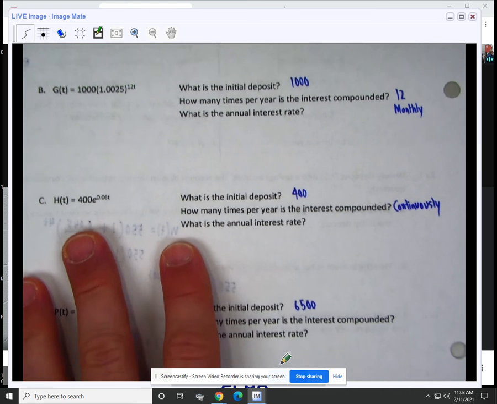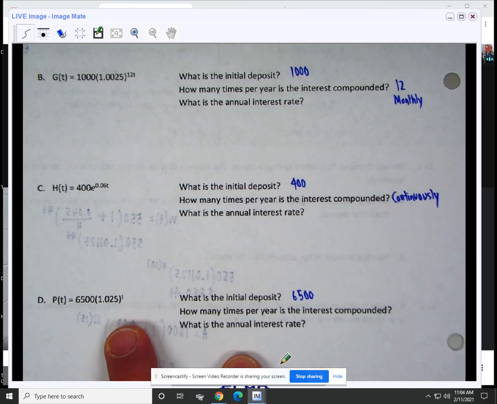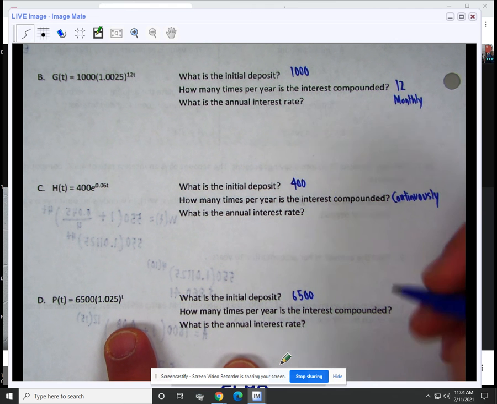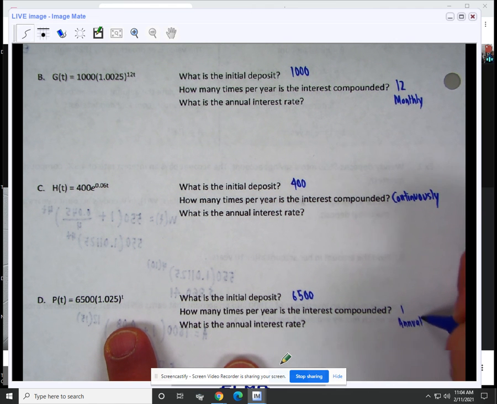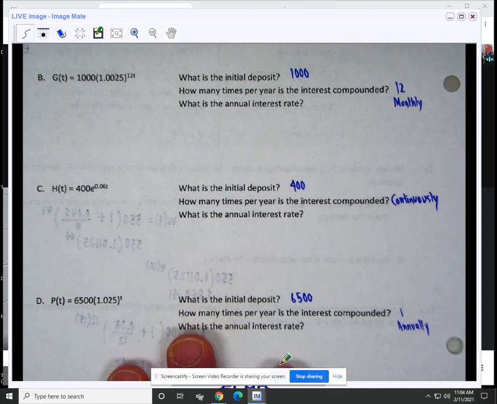And then the one, for some reason, that tricks people the most, how often is D compounded? Annually, once. Because there's no number up there, it's understood to be a 1. So that's pretty easy, right? Those first 2 questions. Here's the one that's a little more challenging.